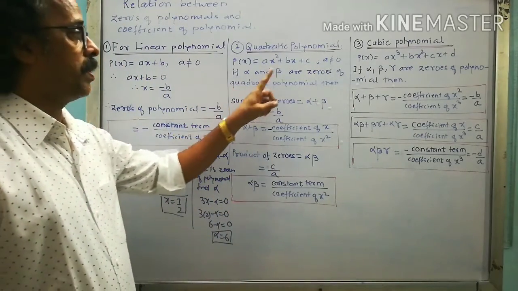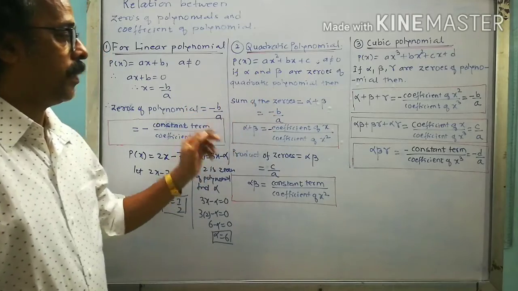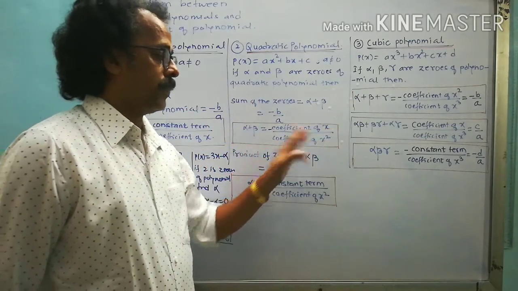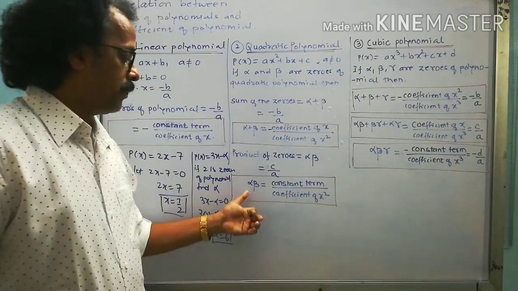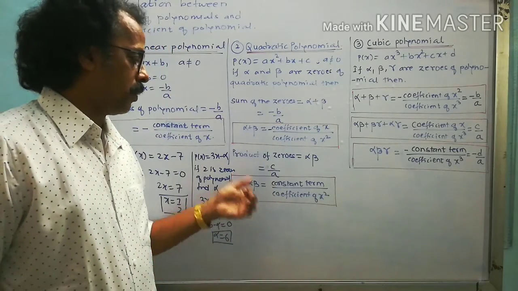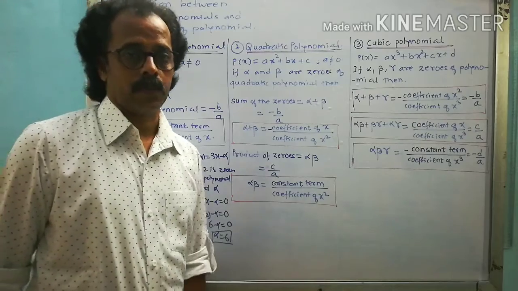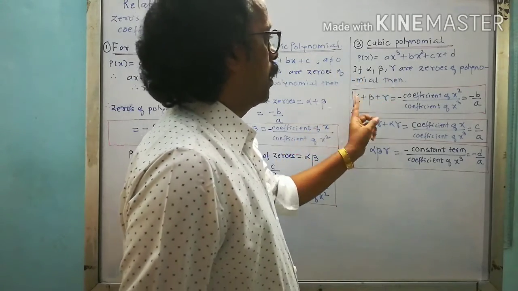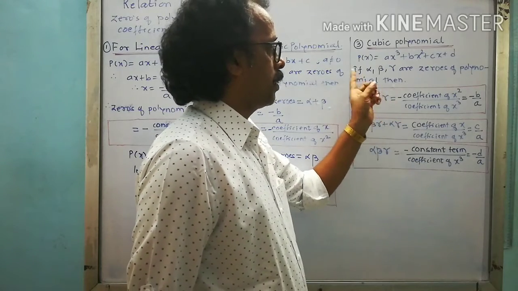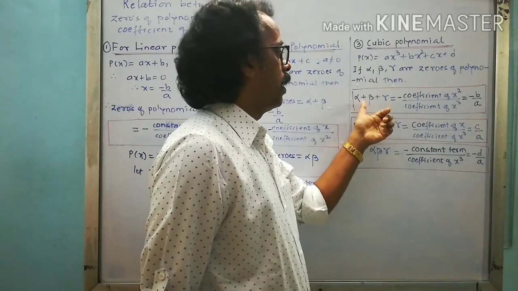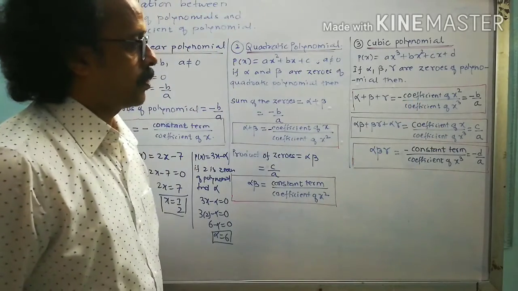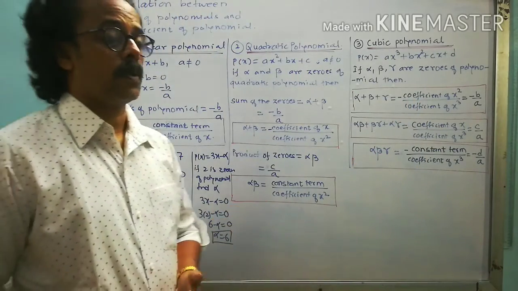So if alpha and beta are the zeros of the quadratic polynomial, then we have written the relation: alpha plus beta is equal to minus the coefficient of x upon the coefficient of x square, and alpha into beta, the product of the zeros, is the constant term upon the coefficient of x square. Whereas for the cubic polynomial, if alpha, beta, gamma are the zeros of the polynomial, then the sum of the roots is equal to minus the coefficient of x square upon the coefficient of x cube, and so on.